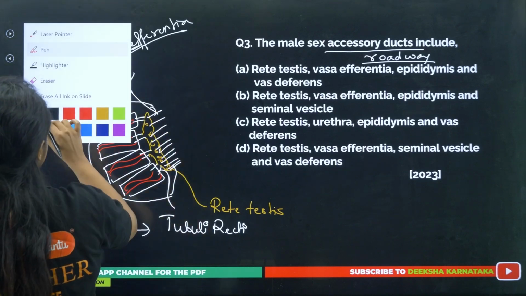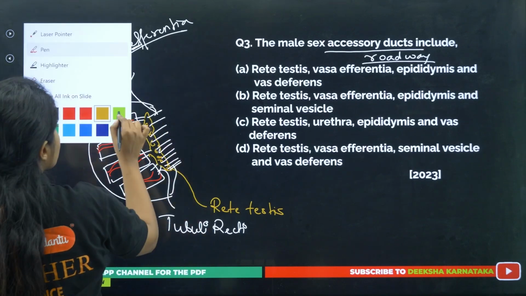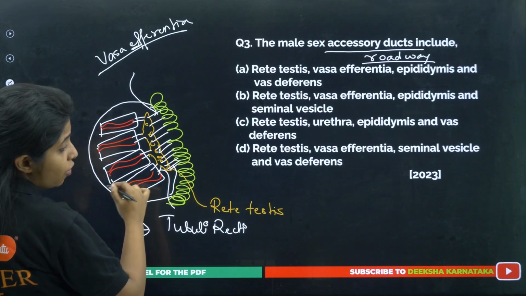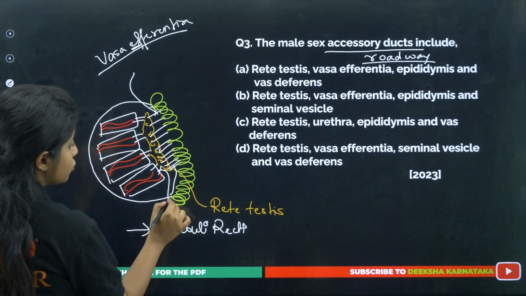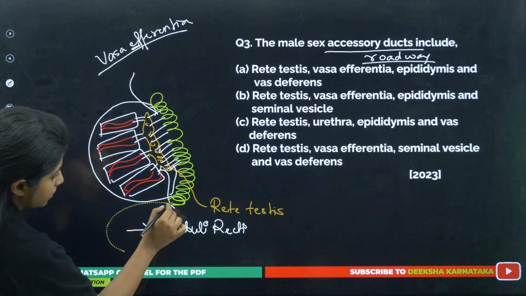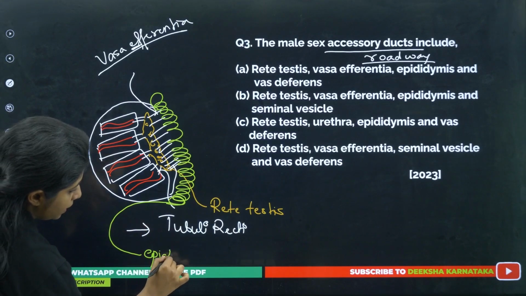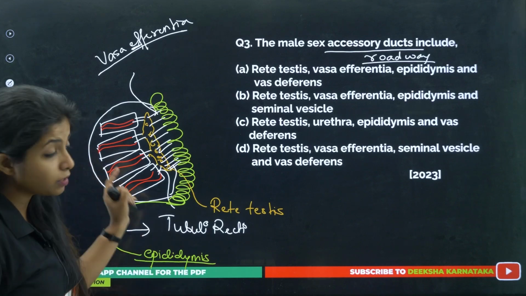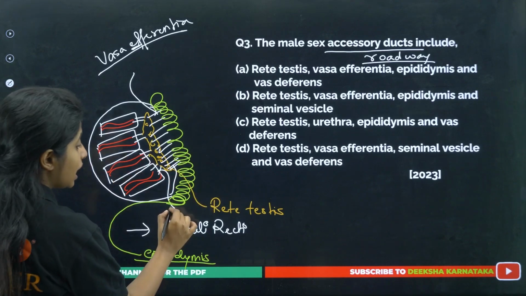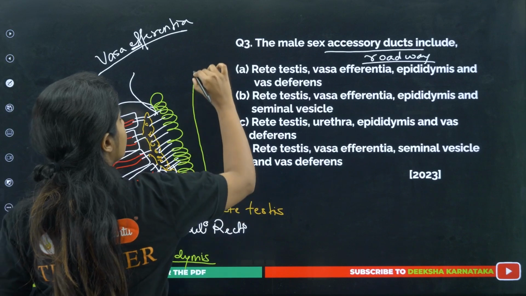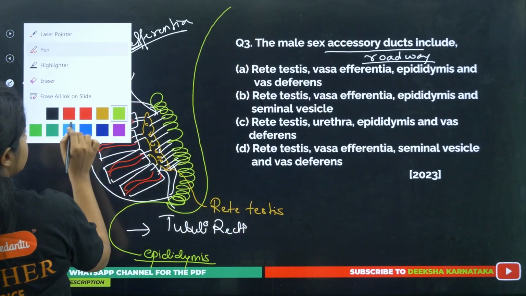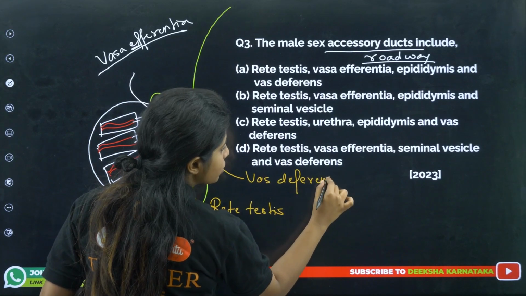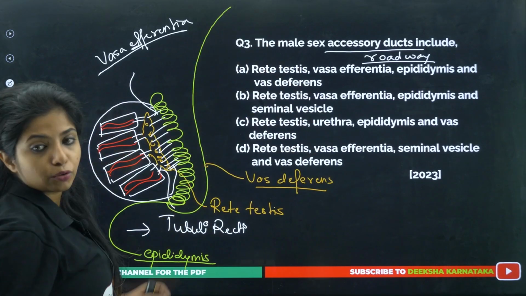And the vasa efferentia will finally be opening into a very coiled duct, a coiled structure over here, which is almost 6 meters long if you open it. And this coiled structure that you see over here is known as epididymis. Remember, the sperm is going around over here. Now the epididymis will be opening into something like this, and this particular strand that you see over here is known as vas deferens. Finally, the sperm is being carried to the top.